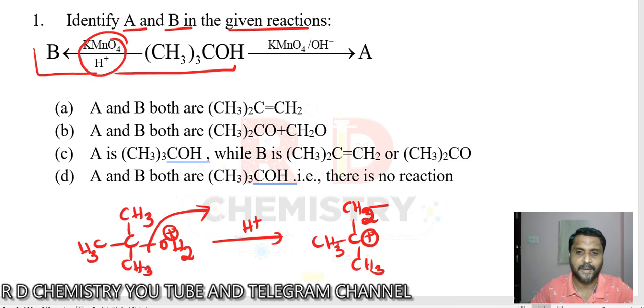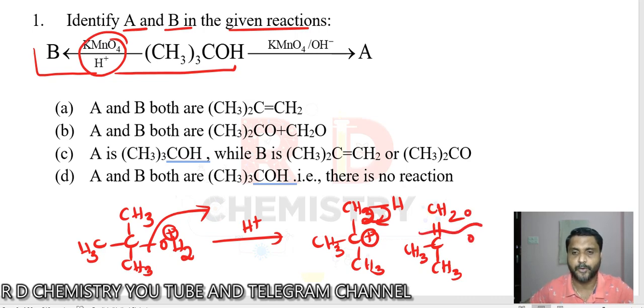Now what will happen? From the neighboring carbon atom, a proton can be lost to give the alkene CH2 double bond C, CH3 and then CH3. Again, this molecule can undergo oxidation to give the corresponding compound, that is CH2O, formaldehyde, and the keto compound CH3, C double bond O and CH3.